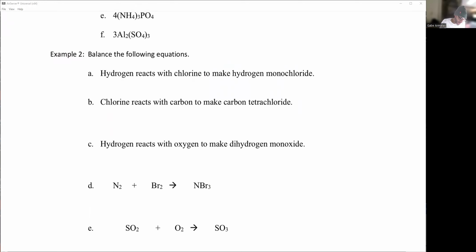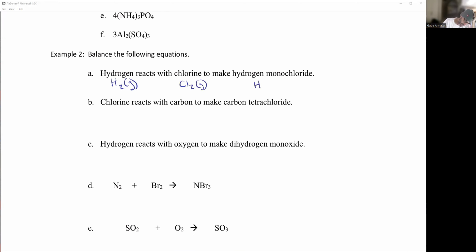Hydrogen reacts with chlorine to make hydrogen monochloride. This is, again, where naming and knowing about chemicals becomes important, so I'm going to walk you through this. How does hydrogen typically come as a chemical? Hydrogen is one of the many that comes as a diatomic. A lot of gases come as diatomics. In fact, they come as H2, and hydrogen's a gas. Chlorine doesn't come as just chlorine. Chlorine also comes as a diatomic gas.